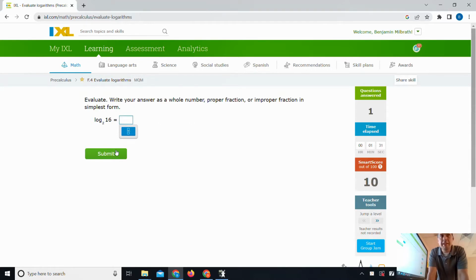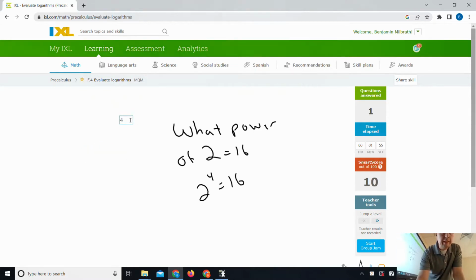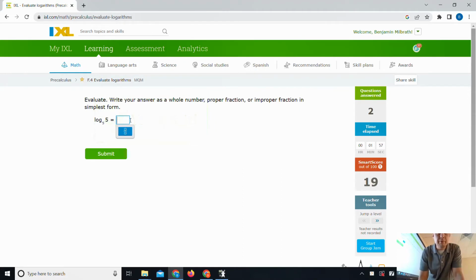All right, evaluate. Write your answer as a whole number, proper fraction, or improper fraction in simplest form. And this one is asking what power of 2 creates a 16. I'm going to keep writing that down for y'all. When I see ones that can be done in your mind, I'm going to write it down. What power of 2 is equal to 16? And the answer to that is 2 to the 4th, because 16 literally is 2 to the 4th. So I need a 4. Again, I'm going to not do algebra as long as I can get away with it.